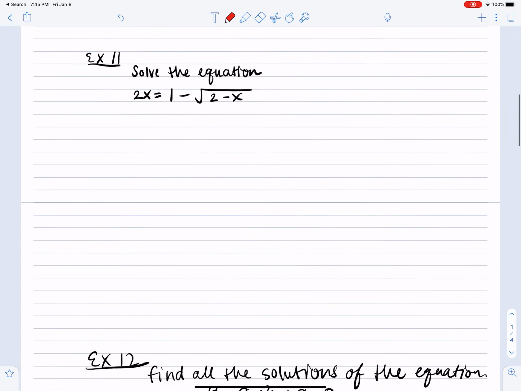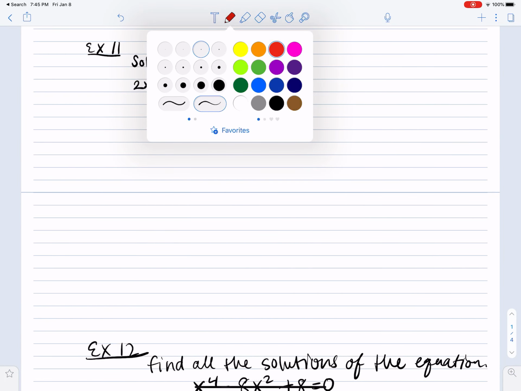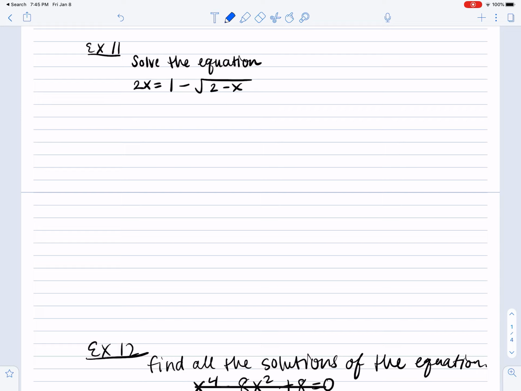Okay, example number 11 is solve this equation. 2x equals 1 minus square root of 2 minus x. So the first thing that's the most scary is that square root. So we just need to figure out how to get that alone, and then we can do the opposite of square root, which is squared. So I'm going to start getting that alone.